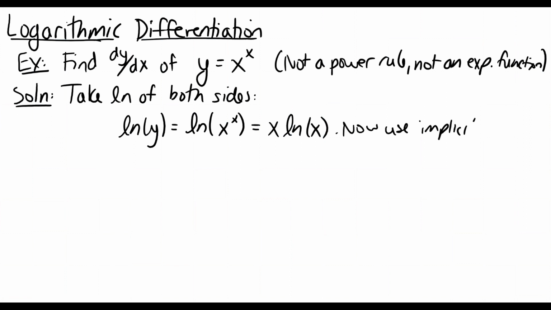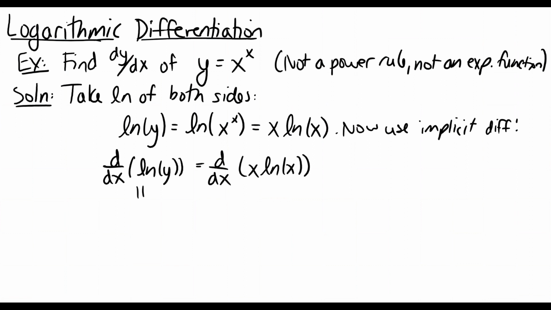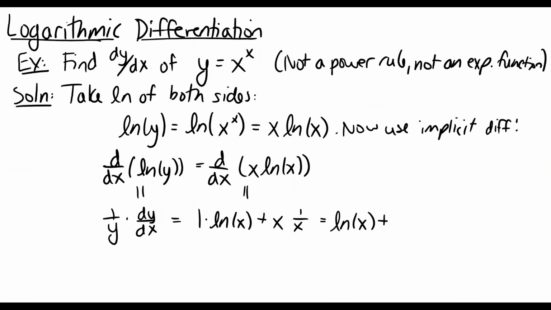If we want dy/dx, we can just use implicit differentiation. On the left, we take the derivative of natural log of y, which is 1 over y times dy/dx. On the right, we have to use the product rule. For this, we have that 1 times natural log of x plus x times 1 over x is equal to natural log of x plus 1. So 1 over y times dy/dx is equal to natural log of x plus 1.